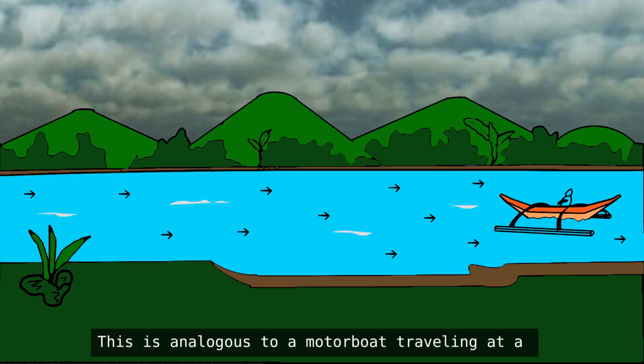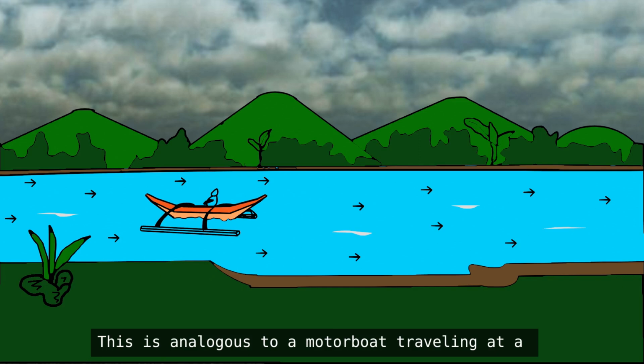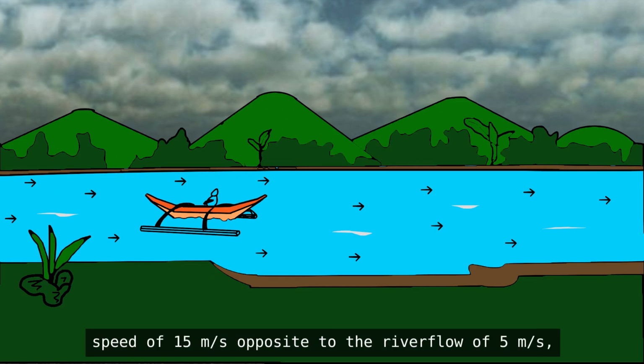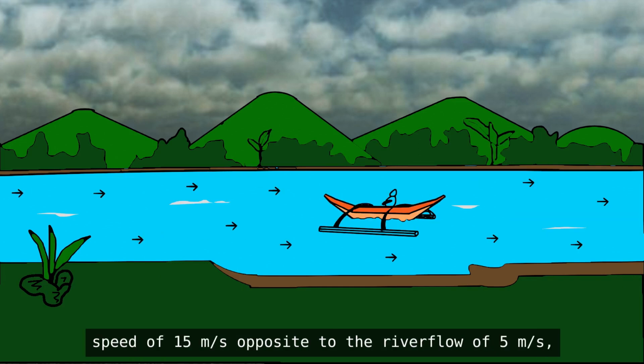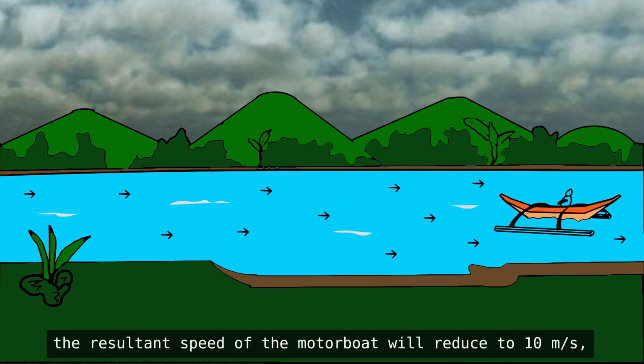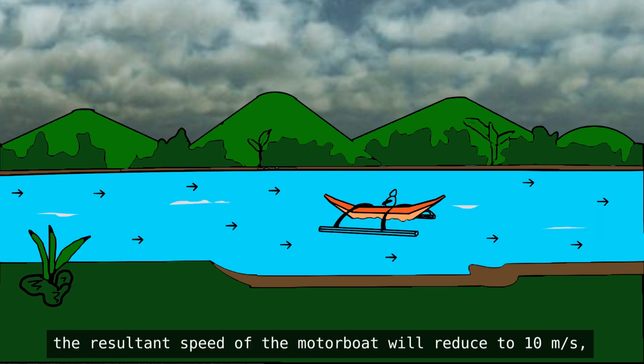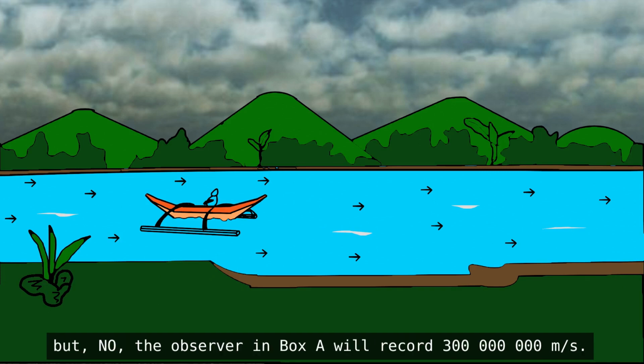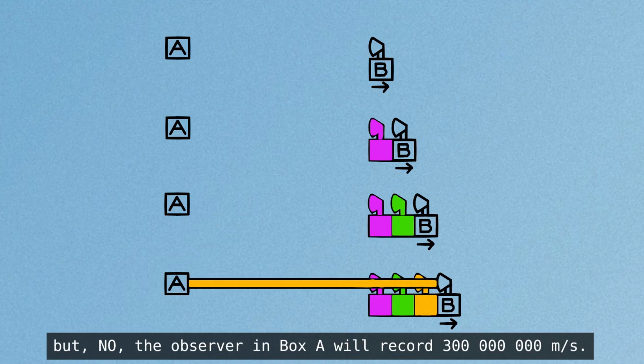This is analogous to a motorboat traveling at a speed of 15 meters per second opposite to the river flow of 5 meters per second. The resulting speed of the motorboat will reduce to 10 meters per second. But no, the observer in box A will record 300 million meters per second.